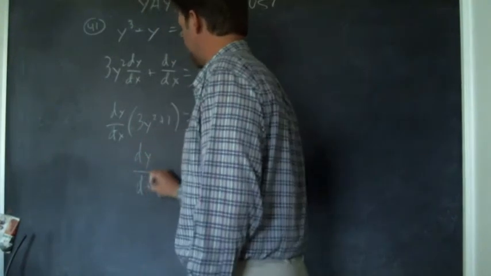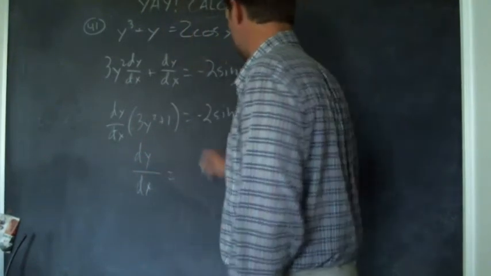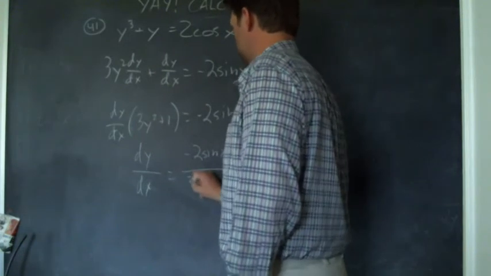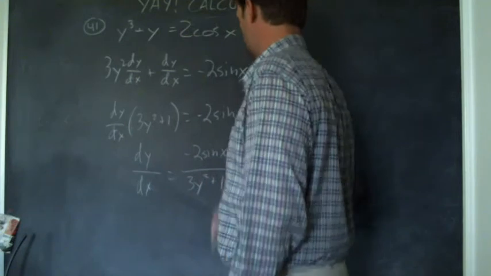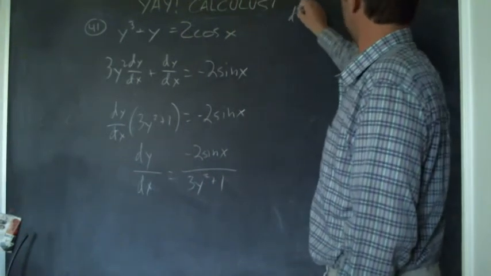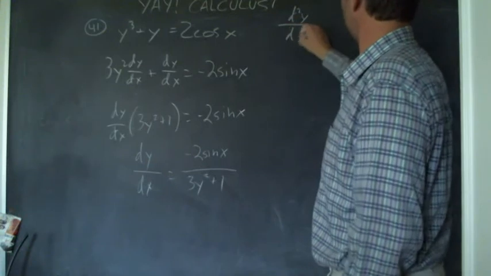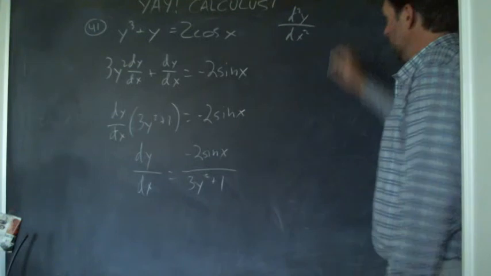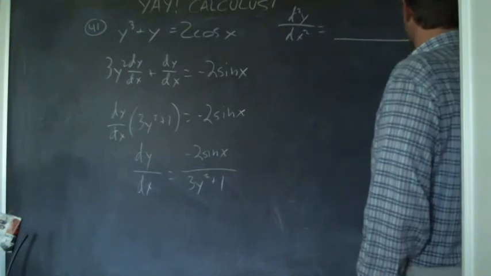Divide it out. dy/dx, our first derivative, equals negative 2 sine x all over 3y squared plus 1. Now our second derivative is going to be the derivative of this, for which we'll use the quotient rule.